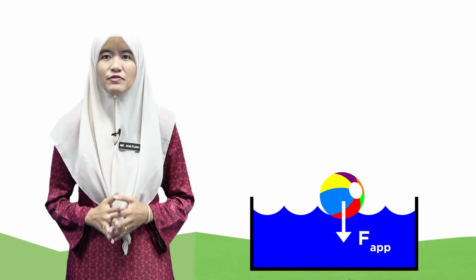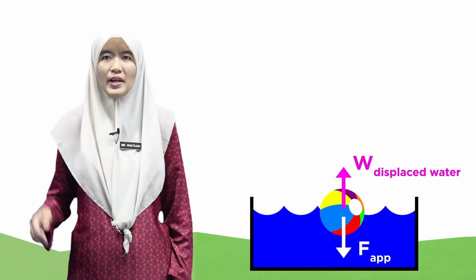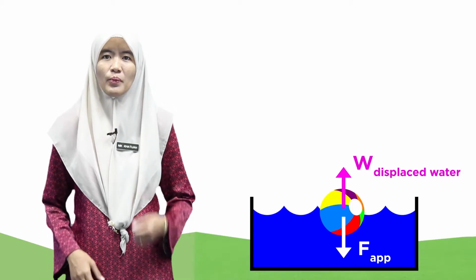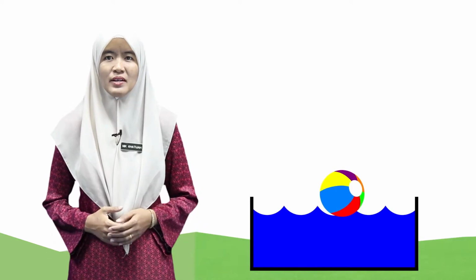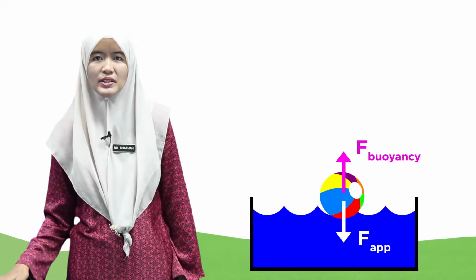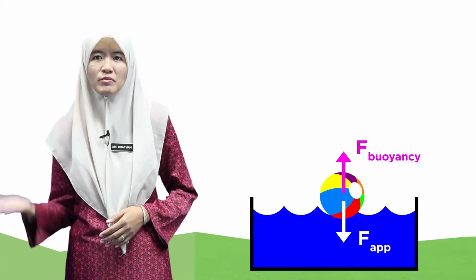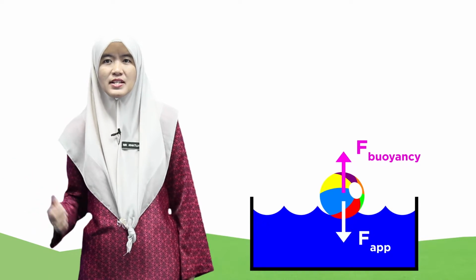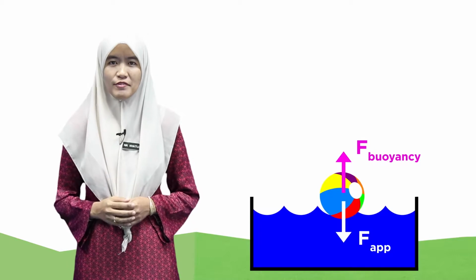To experience this force, try pushing a beach ball underwater. You will feel an upward force that makes it difficult to push the beach ball down. When you release the beach ball, it bounces back to the surface. What happens here is that the force you apply onto the beach ball acts in the downward direction, pushing the beach ball down. But the water exerts an upward force onto the beach ball, pushing it up. This upward force exerted by water on the beach ball is known as upthrust or buoyant force.